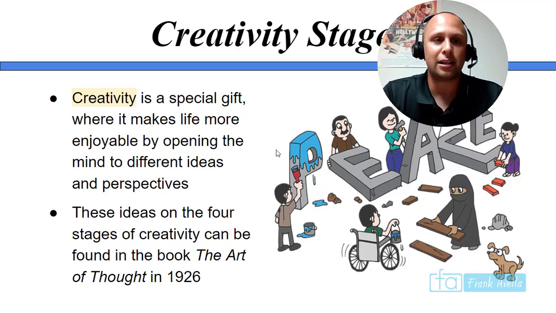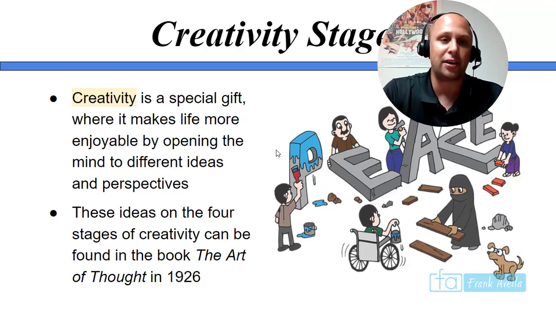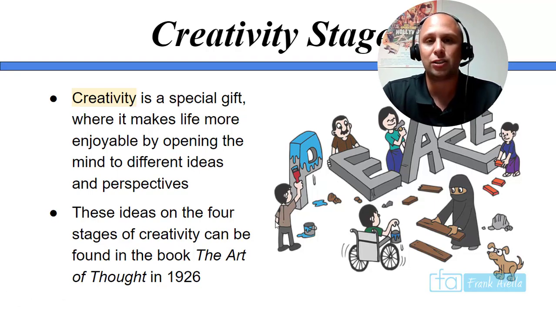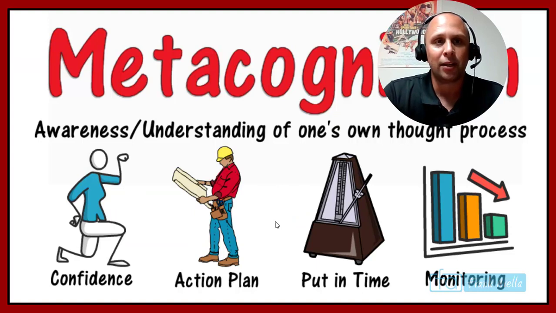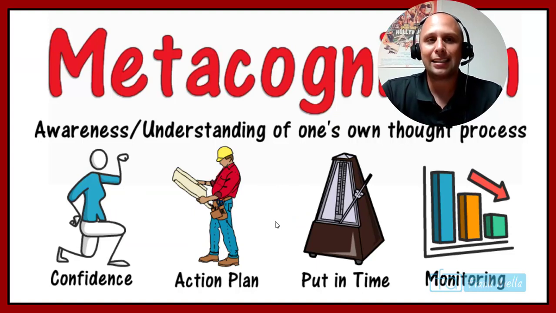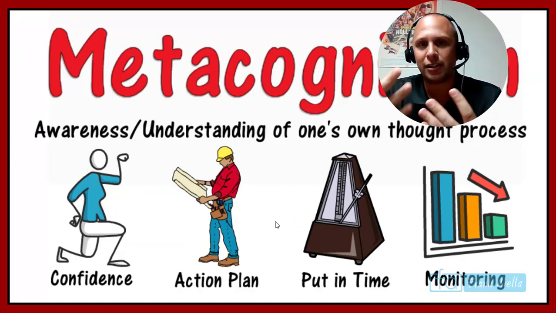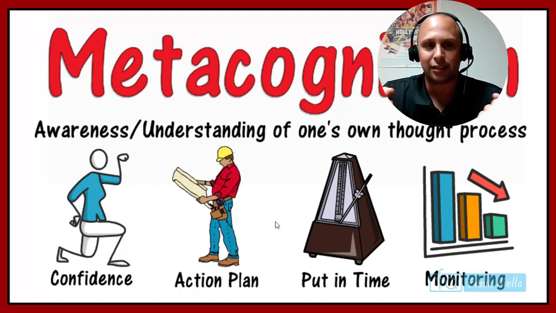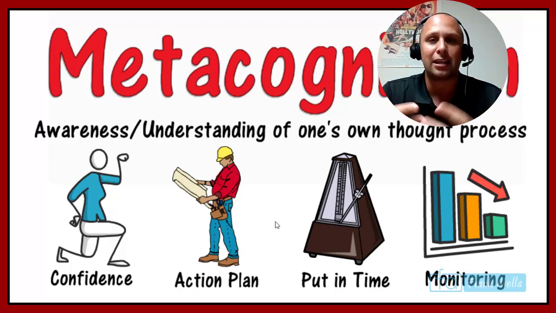So, these ideas on the 4 stages of creativity can be found in The Art of Thought, 1926. You want to read that. Okay, metacognition. That's having an awareness and understanding of your own thought process. You have to understand what's actually going on, the way you think and attack a problem.